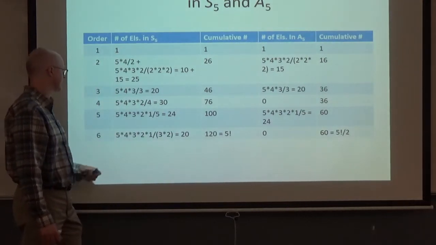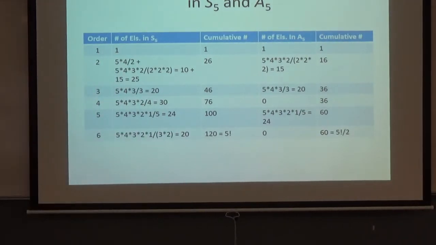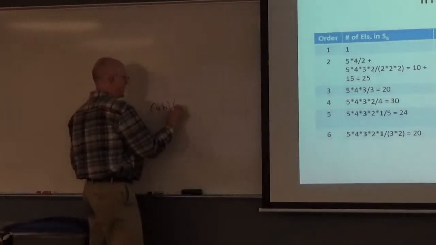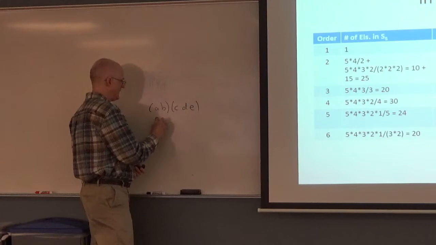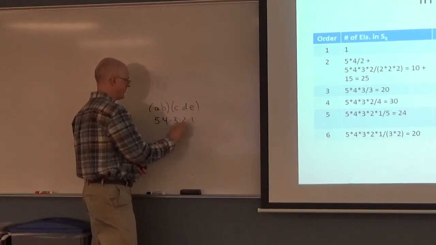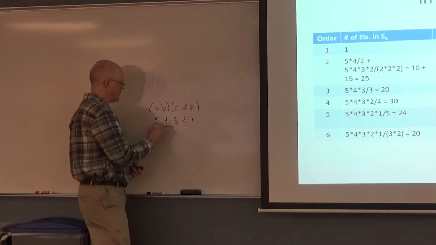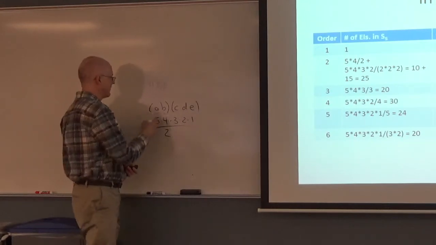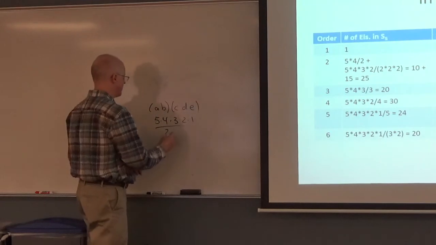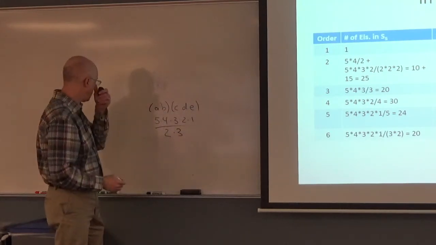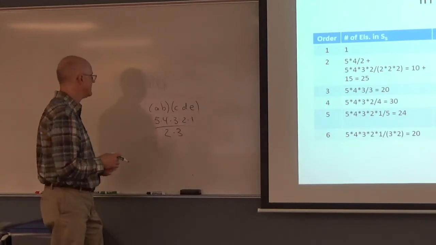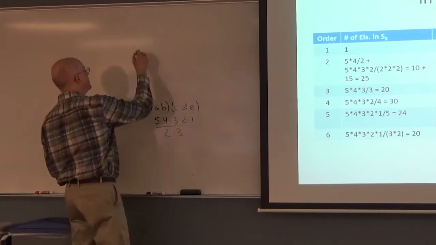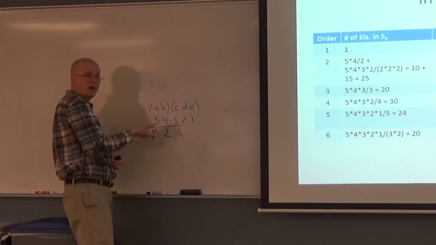Finally, elements of order 6 in S5 are obtained by composing disjoint 2 and 3 cycles. How many of those? There's 5 times 4 times 3 times 2 times 1. Divide by 2 for the 2 different ways of writing this one. Divide by 3 for the 3 different ways of writing this one. And you don't have to think about switching these around, because it's not like you're going to get a repeat of something if you switch them around. They do commute because they're disjoint.